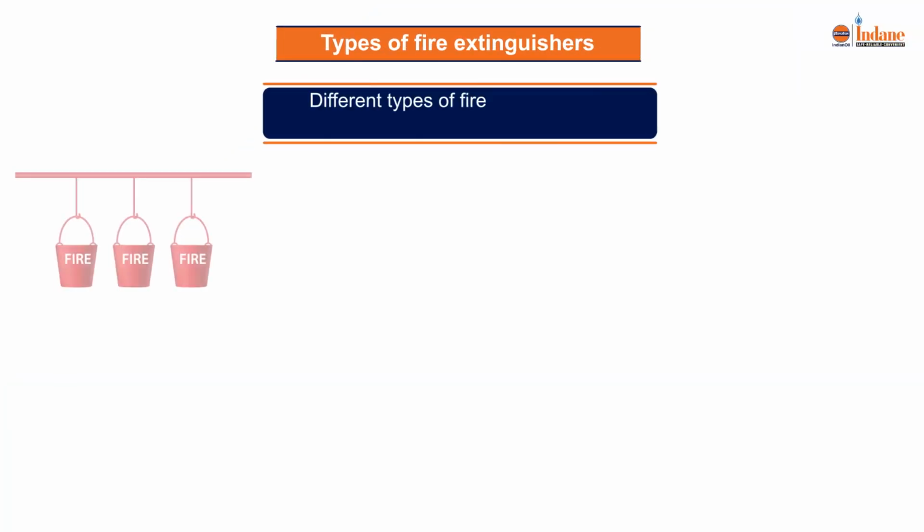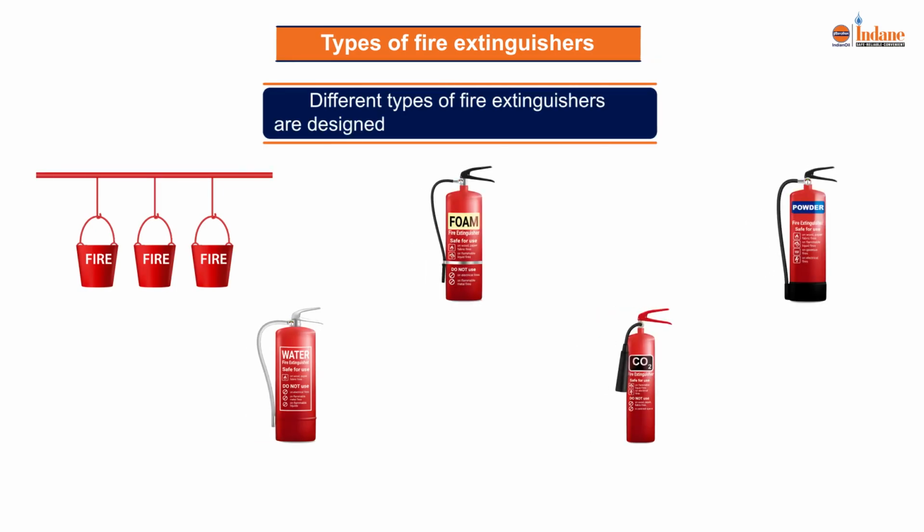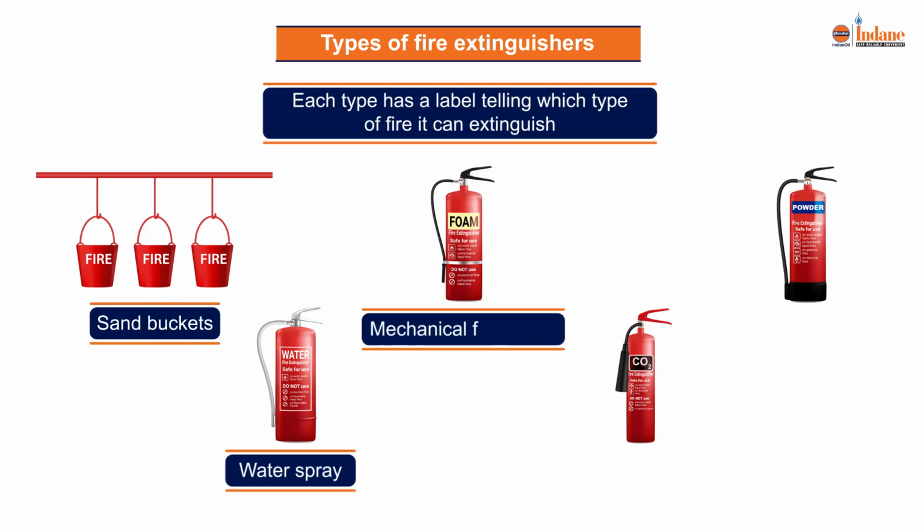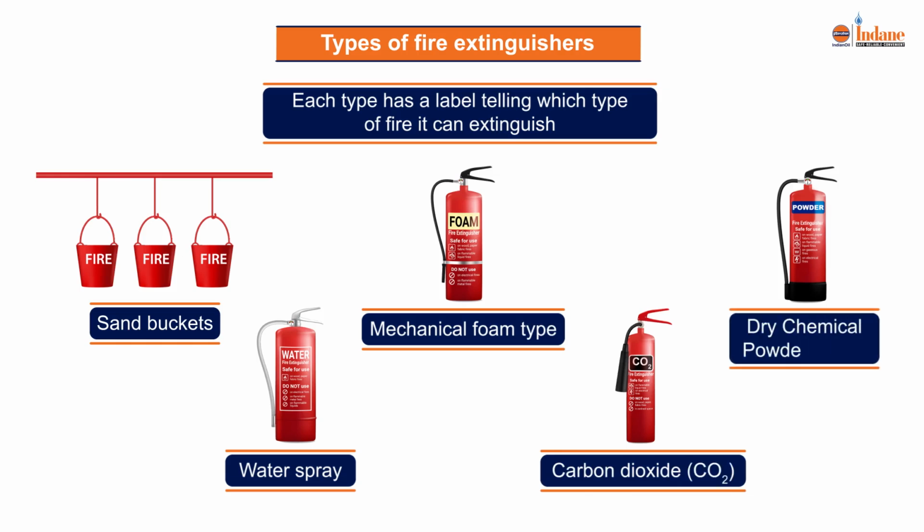Different types of fire extinguishers are designed to fight different classes of fire. Each type has a label telling which type of fire it can extinguish. The 5 most common types of fire extinguishers are sand buckets, water spray, mechanical foam type, carbon dioxide (CO2), dry chemical powder (DCP).